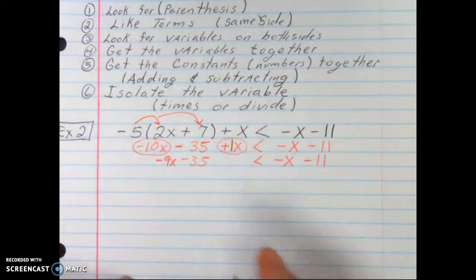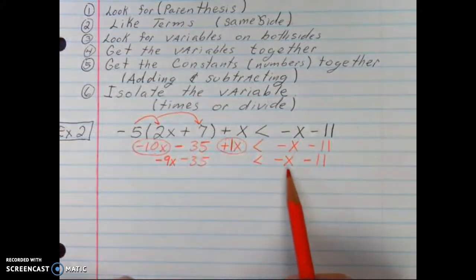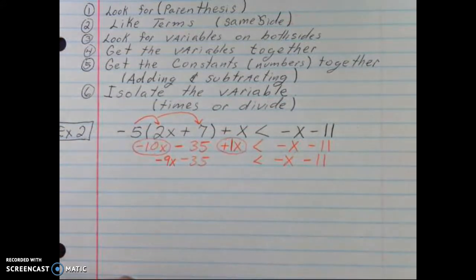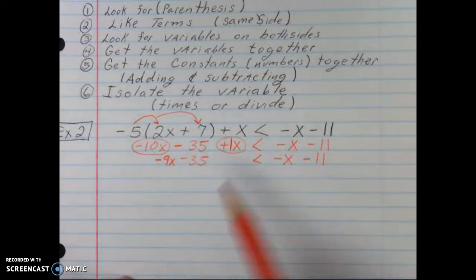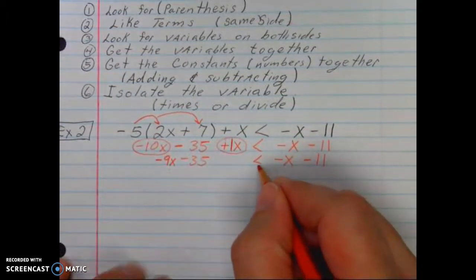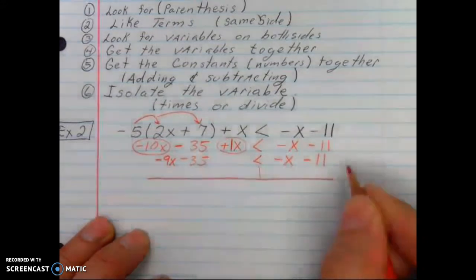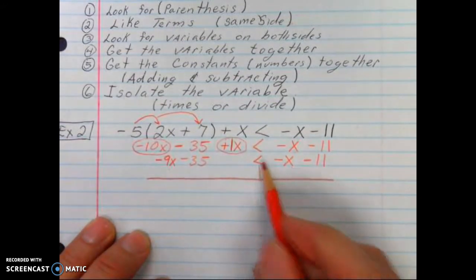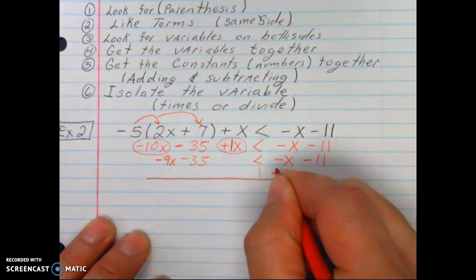All right, so the next line is negative 9x minus 35 is less than negative x minus 1. So now we look for variables on both sides. Well, now we do. We have a negative 9x and I have a negative x. So again, what's the difference? When they're on opposite sides of the inequality sign, we move one. So we're going to go plus x.